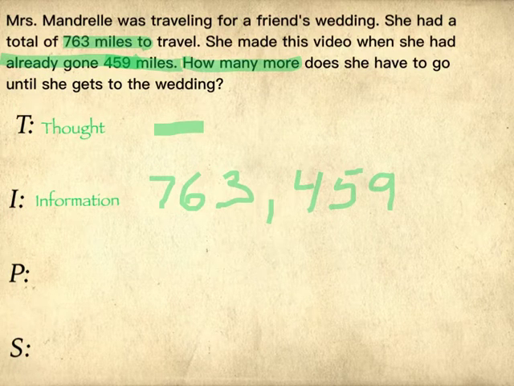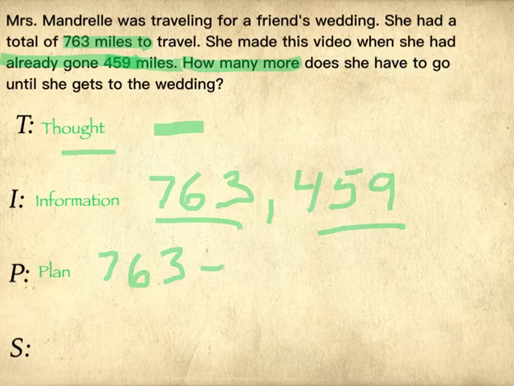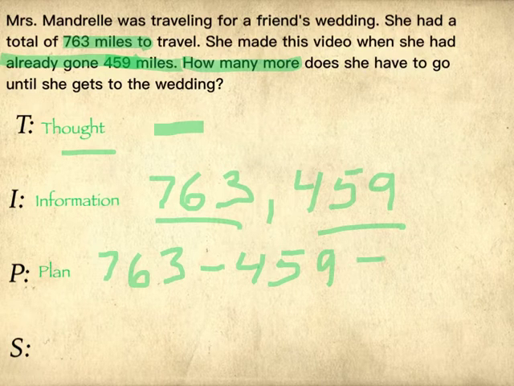The next step is the plan. I have to plan for my information. So my thought was it was subtraction. And my information, I have my two numbers. And I know with a subtraction problem, I need to have the larger number go first. So 763 minus 459 equals something.